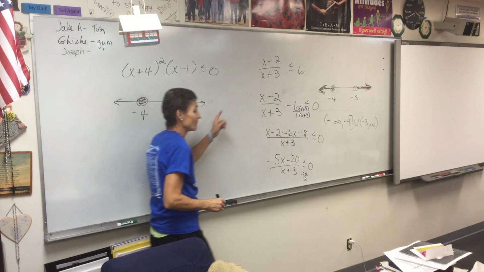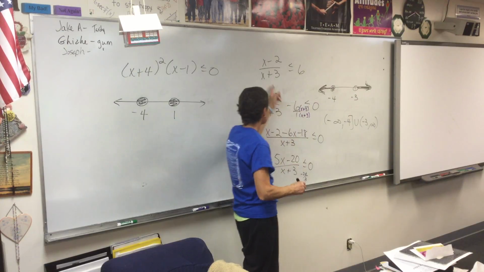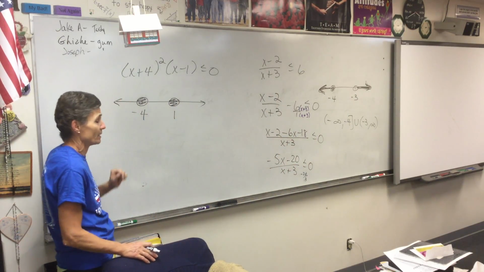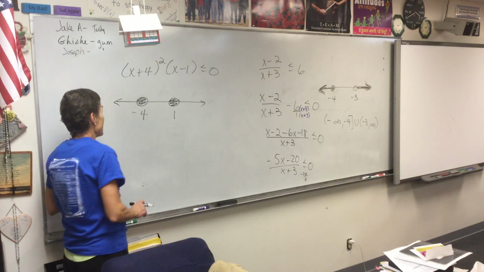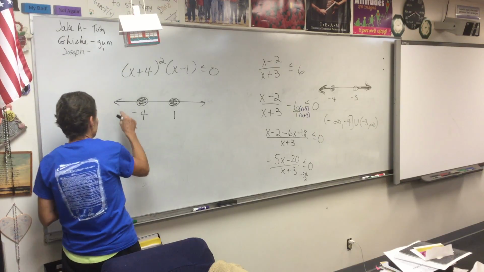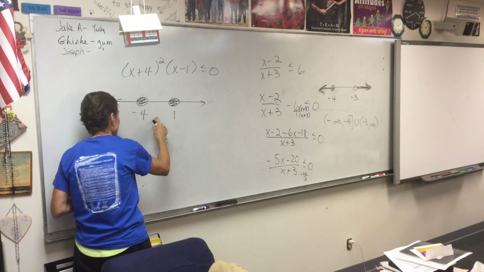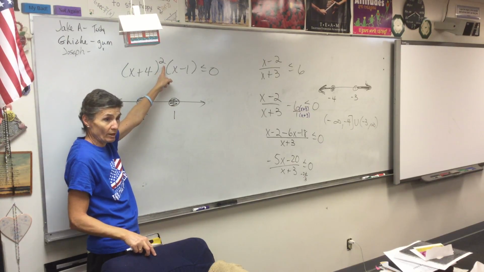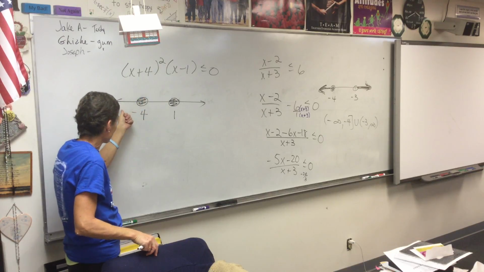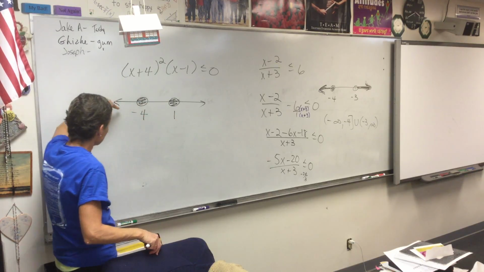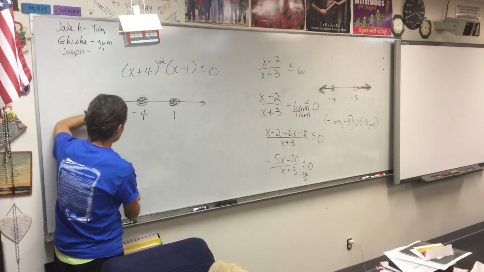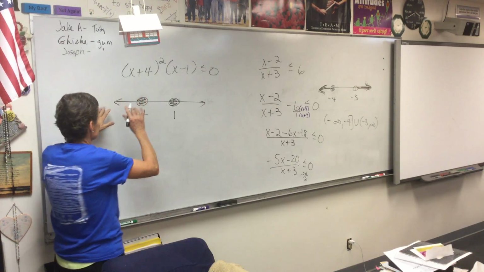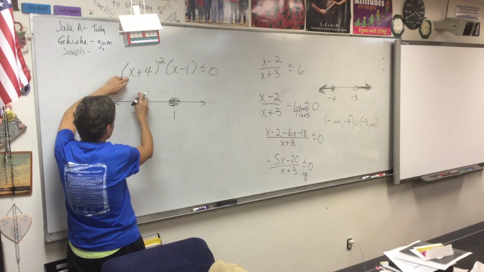I'm not worried about what I was worried about over here because it's not a denominator. I only worry when it's a denominator. There's no denominators. Now I'm going to pick a number here and here and here. I'm going to have to do this 3 times because of that squared right there. So what would be an example of a number out here? Any number out here. -6. So I'm going to put -6 in.